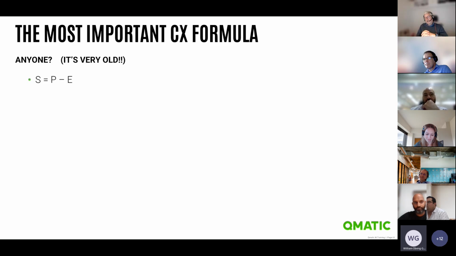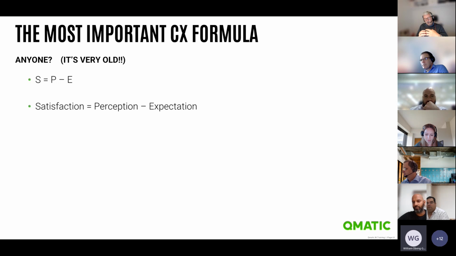It's S = P - E. You know what it means? I guess not. It means satisfaction is perception minus expectation. And I use this quite a lot in my lifetime, also to be able to explain everything around our product. It very often has to do with this. If you talk about our clients' customers and what we can do for them, you can relate quite a lot to this formula. And also when you look at data and waiting times, satisfaction is perception minus expectation.